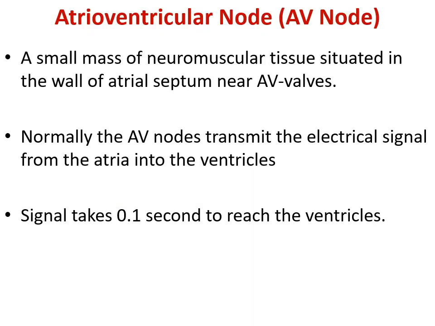The next neuromuscular cell is the atrioventricular node. It is a mass of neuromuscular tissue situated in the wall of the atrial septum near the AV valves. So this one is situated at the junction of the atrioventricular valves, and that is known as the atrioventricular node. So what does this AV node do? It receives the signal from the SA node and transmits it to the ventricular region of the heart.